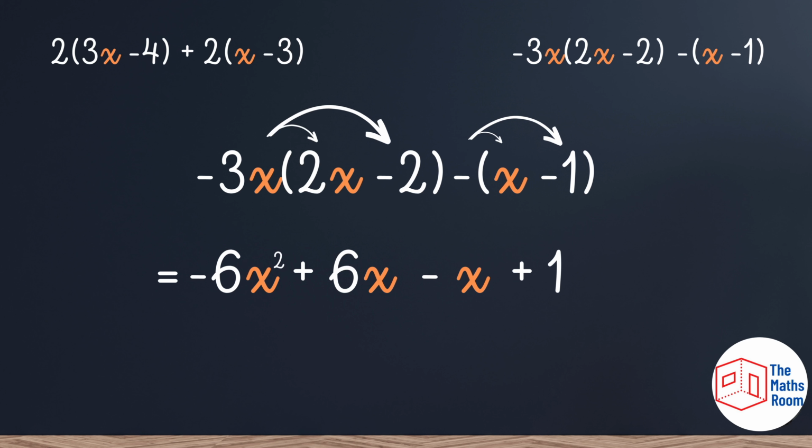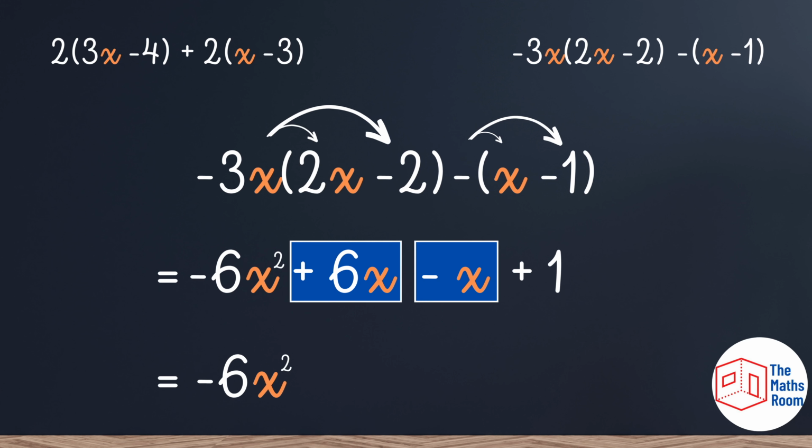And as before, we need to collect like terms. There isn't another x squared, so I can leave that one as it is, but there are 2x terms. So I can bring those together, which results in a 5x, and then there are no more constants, so we can just write plus 1. And with that, the sum is complete.